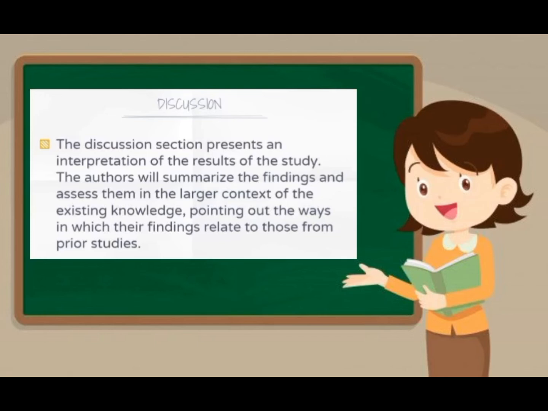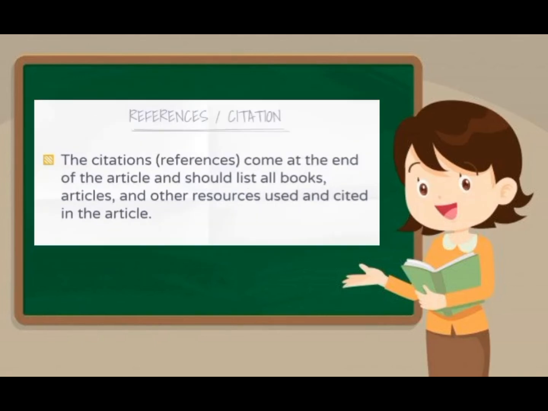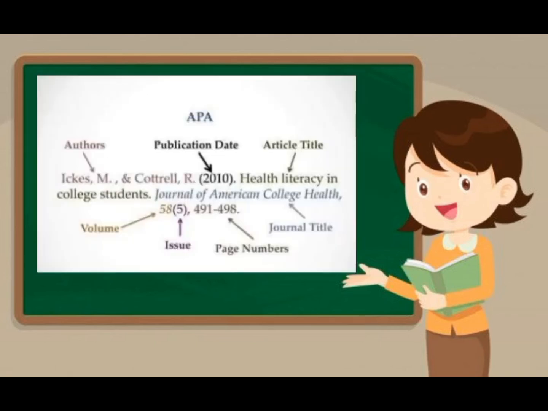And lastly, the last part of the research article is the citations. The citations or references come at the end of the article and should list all books, articles, and other resources used and cited in the article. So remember, there are many ways to cite resources or references. So I have an example, the APA style citation.